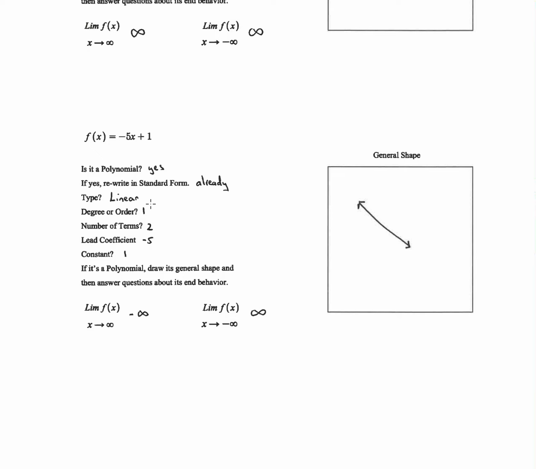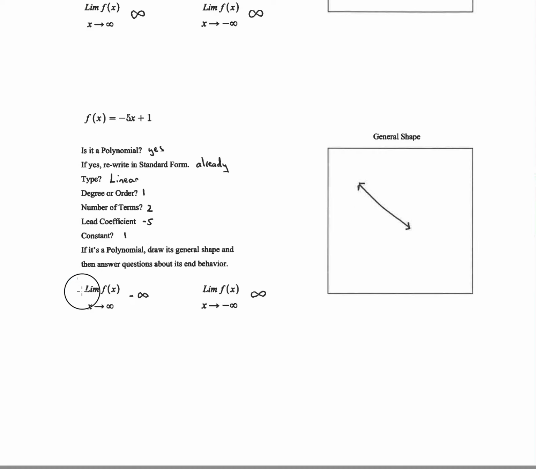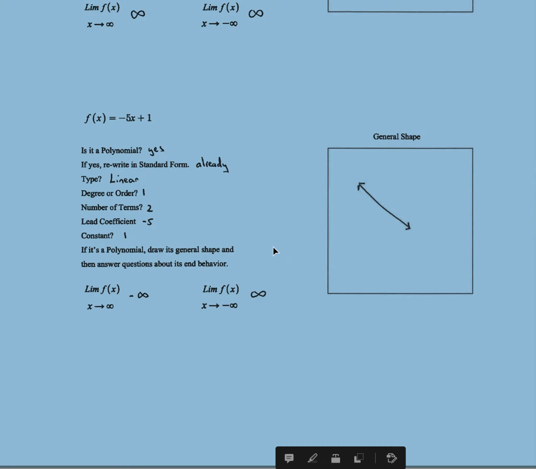It's just a line. It's degree 1 because that power there is a 1. It's just got two terms. The lead coefficient is a negative, so it is going to have that general shape of up on the left and down on the right. The constant is 1, and again, it was exactly what I just said. When you go to the right, it goes down. When you go to the left, it goes up. Okay.